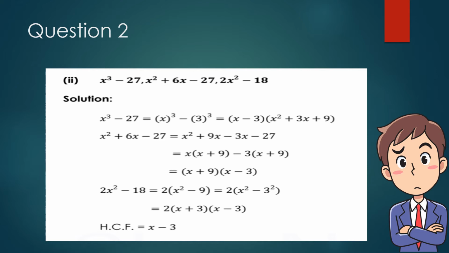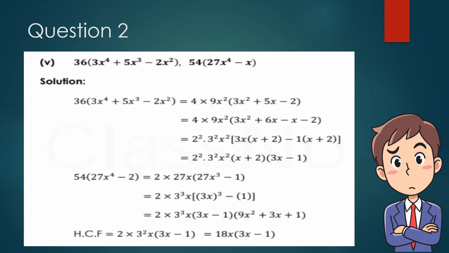And in the last, we have 2x square minus 18. 2 will be taken as common. We have x square minus 9 in the bracket. So now we will apply a square minus b square formula. We will have 2 into x plus 3 and x minus 3. Now from all the three we will take common. So x minus 3 is common in all of them.